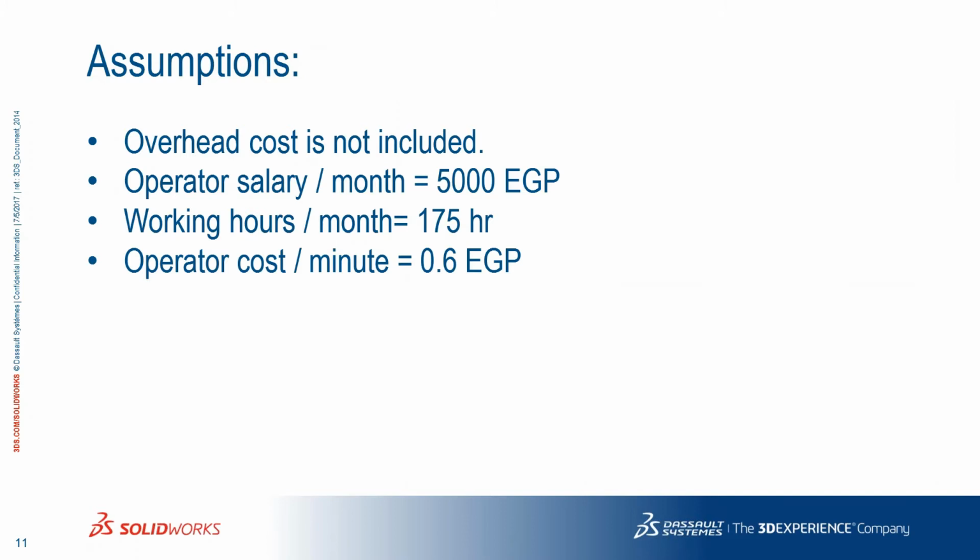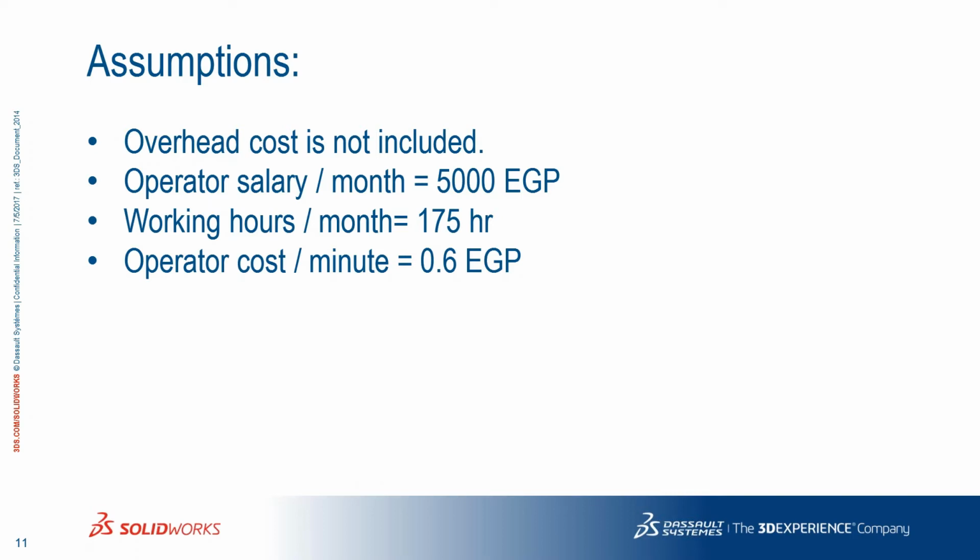As I said, I will not include the overhead cost. And I'm assuming that the operator's wage for one laborer per month is 5,000 EGP. This is the total cost of the operator, not actually the salary, including his transportation, allowances, medical insurance, everything per month. And for the working hours per month, I'm assuming 175. The actual average is 173.3 or something, but I'm just rounding the numbers.